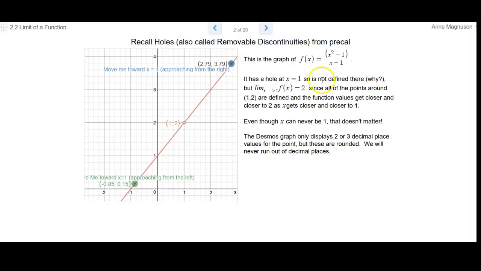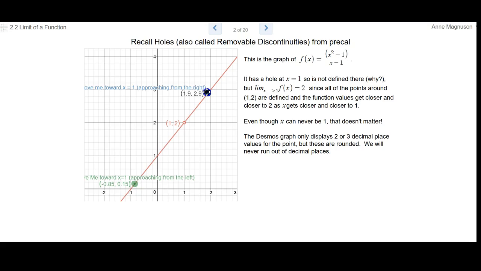Look at this graph. It's the graph of this rational function. If you'll recall, x equals 1 would be a hole because we could cancel a common factor of x minus 1 from the numerator and denominator. What we'd be left with would look like a line, except the point on the graph where x is 1 is not defined, because obviously we could not put x equals 1 in this denominator.